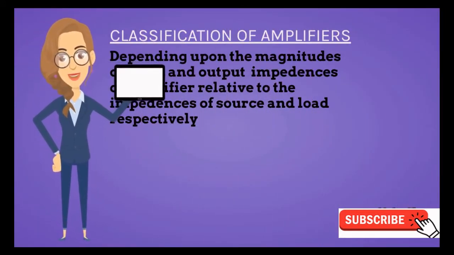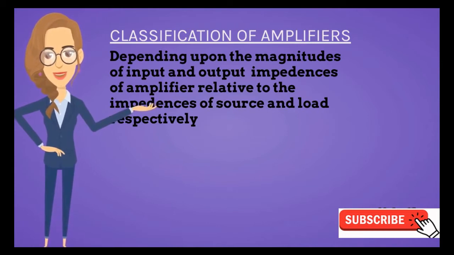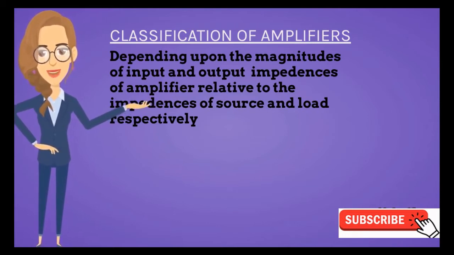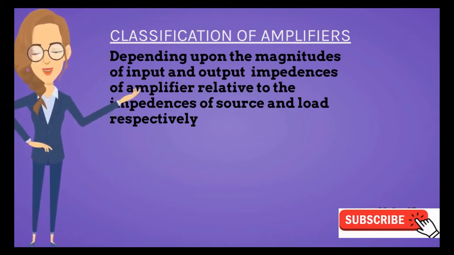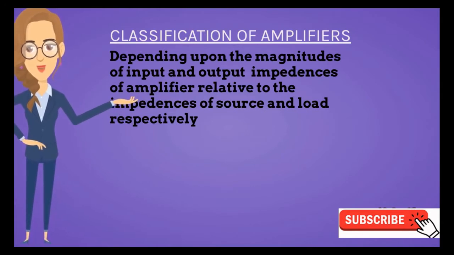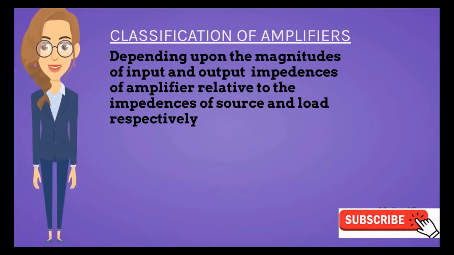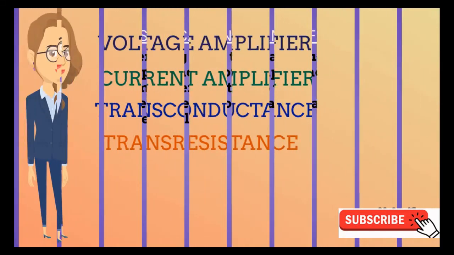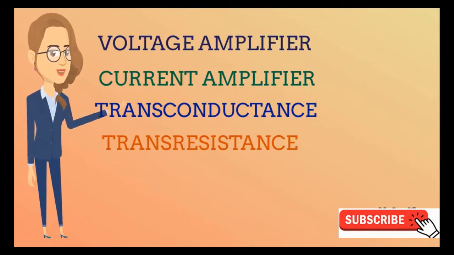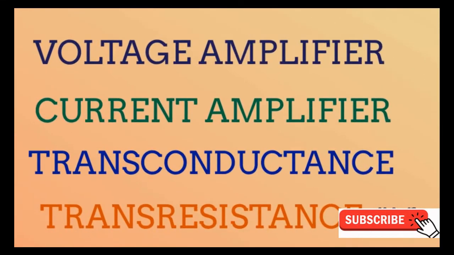Today in this video we will see the classification of amplifiers based on the magnitudes of input and output impedances of an amplifier relative to the impedances of source and load. Based on that relation, we classify amplifiers into four: voltage, current, transconductance and transresistance.